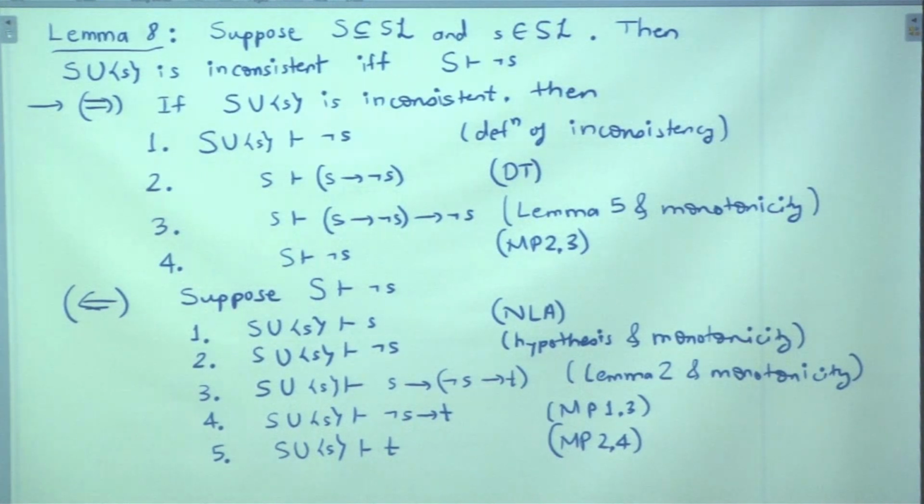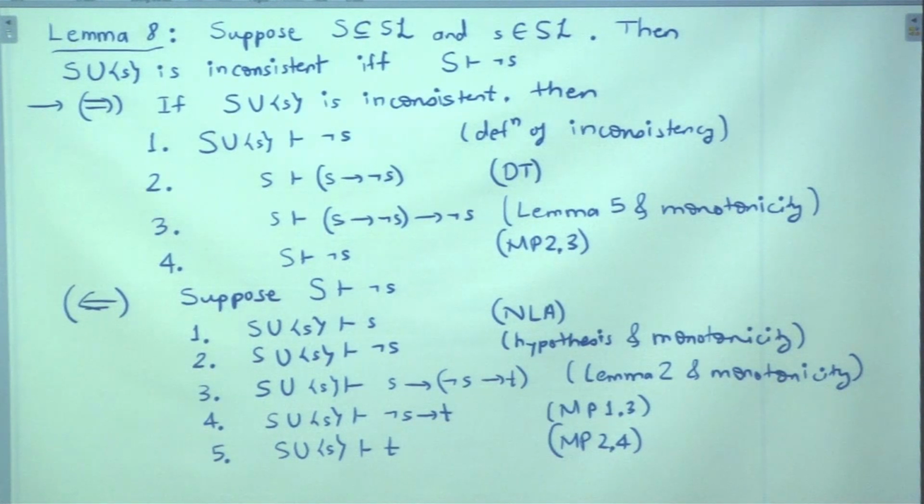The forward proof is quite simple. If S union singleton s is inconsistent, then you can prove anything from it. Yeah, so that's the definition of inconsistency, that S proves T for any T. So, that T happens to be negation s. So, that is our first line, it's by inconsistency. Then by using DT we can transfer this little s to the right hand side of the turnstile operator.